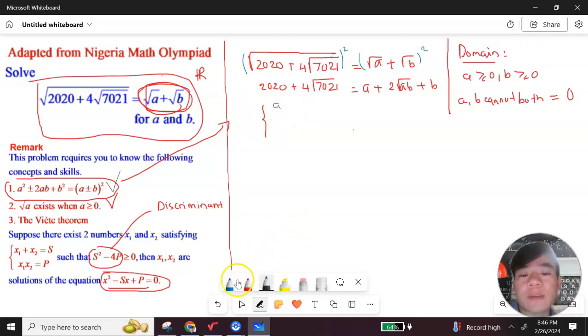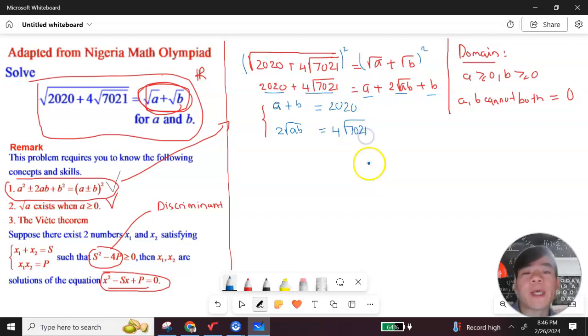A, oh, let me use this one. A plus B equals 2020. And then this guy goes with root side right here. So I have 2 root AB equal 4 root 7021.